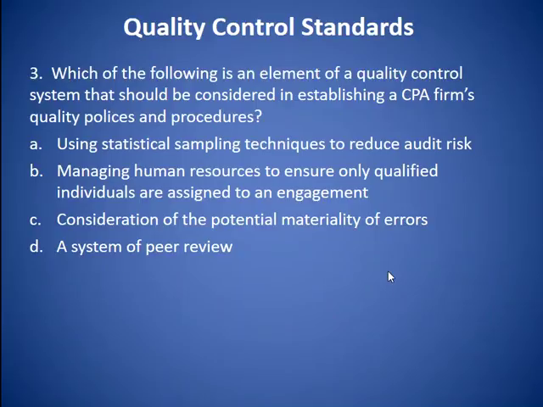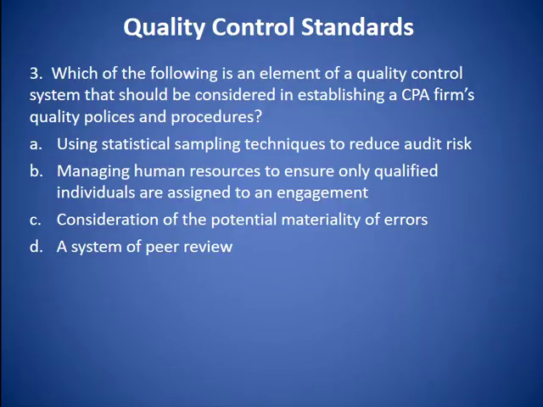Let's try number 3. Which of the following is an element of a quality control system that should be considered in establishing a CPA firm's quality policies and procedures. Again, we have A, using statistical sampling techniques to reduce audit risk. Now, you don't know too much about statistical sampling, but I think you can pretty much understand what it is. You have learned about audit risk.